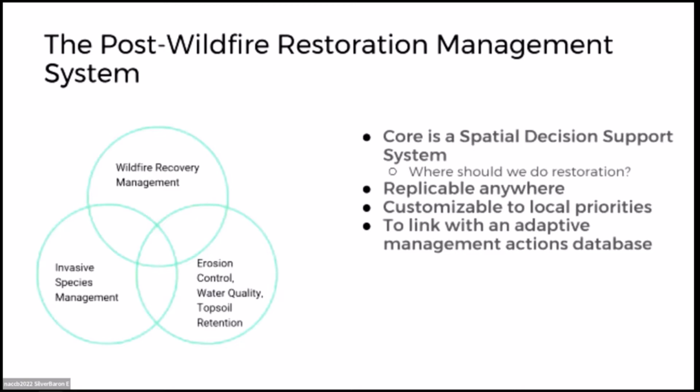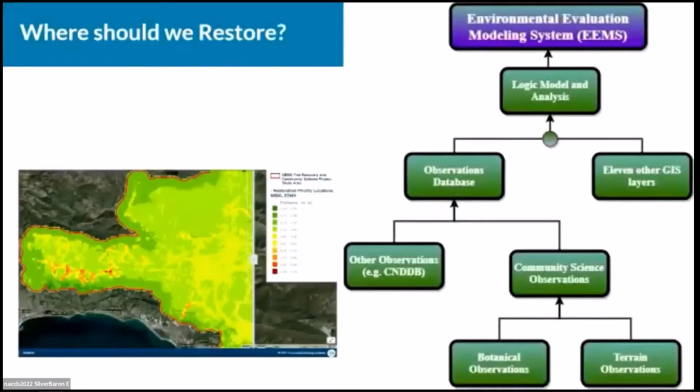Asking this question, where should we do restoration? The system itself is replicable anywhere at multiple scales, customizable to the local priorities, and it's envisioned to link with an adaptive management actions database, possibly in a linked knowledge graph. It's good to see Patrick here in the audience. So where should we restore? This is a key question.